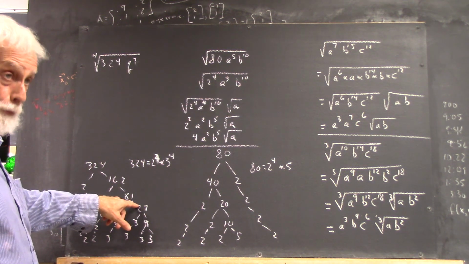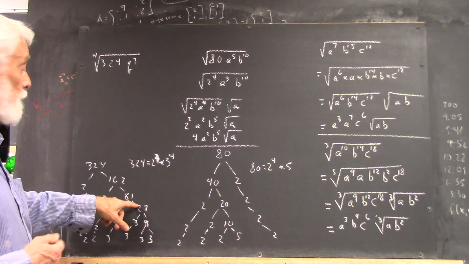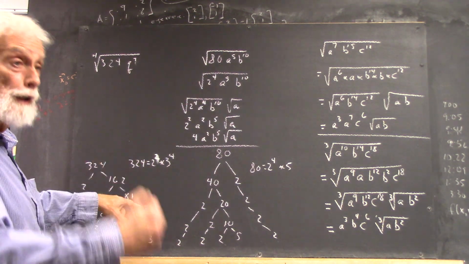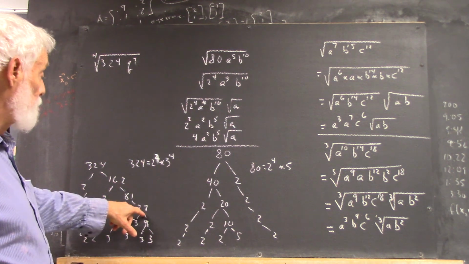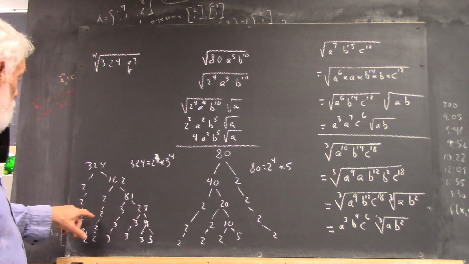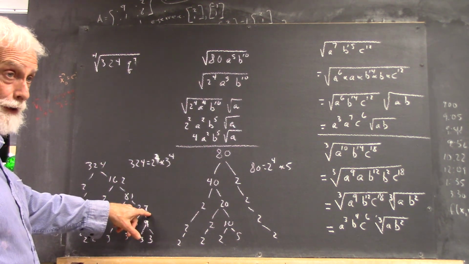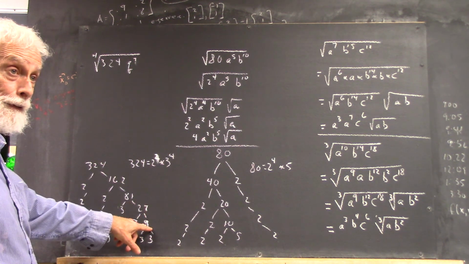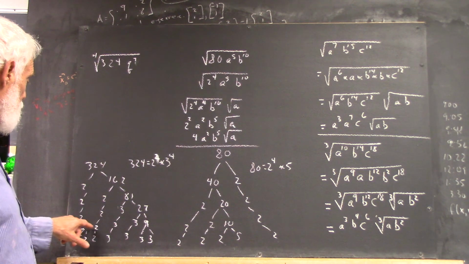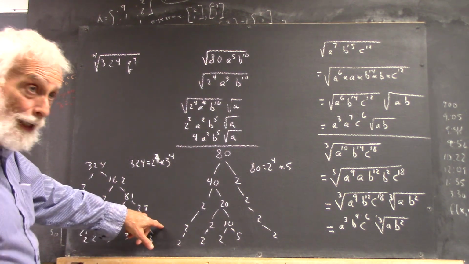81 is not divisible by 2, so we go to the next lowest prime, right? And that's 3. 3 times 27. So we've got 2 times 2 times 3 times 27. Now it gets real easy, 3 into 27 is 9. So now we have 2 times 2 times 3 times 3 times 9.